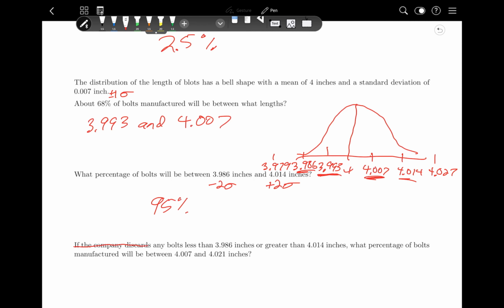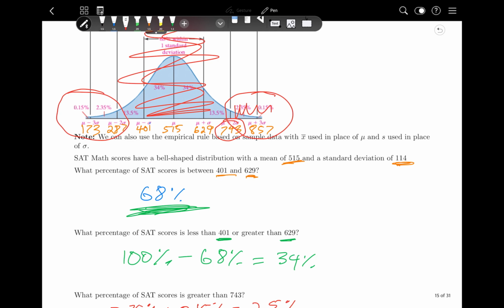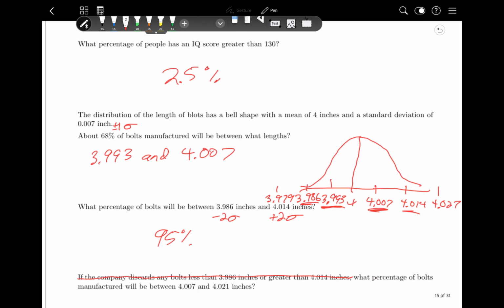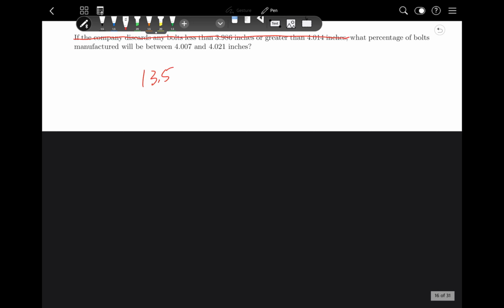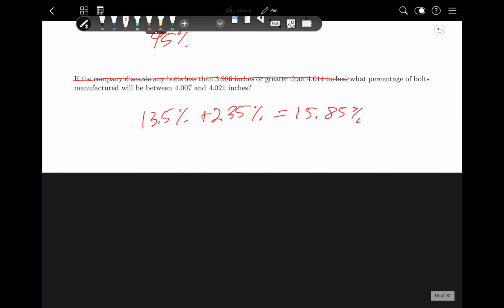And then there's a typo here. So, get rid of this part. I just copied it down. What percentage of bolts manufactured will be between 4.007 and 4.021? And this would be a good example of where the easiest thing to do is just go to the chart and add, right? So we're 1 sigma and 3 sigmas, so we just add 13.5 and 2.35. And so that's 15.85%. Okay? And so that's the idea with the empirical rule.